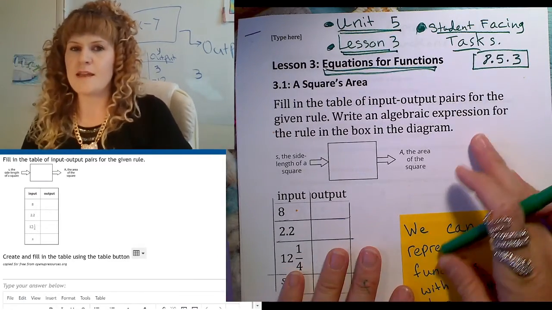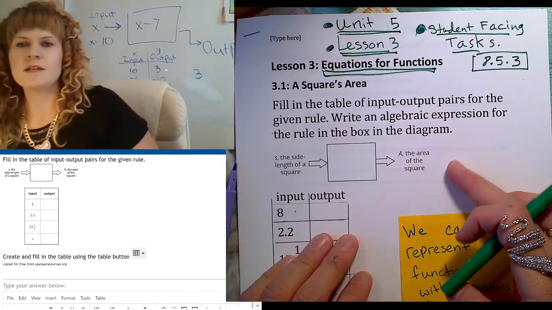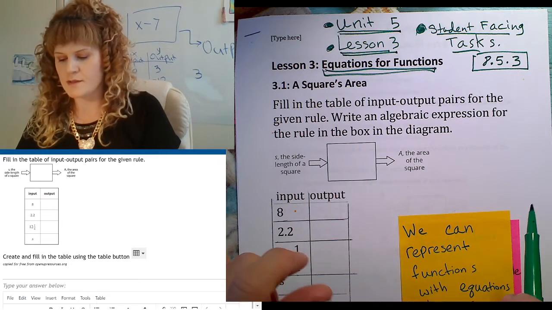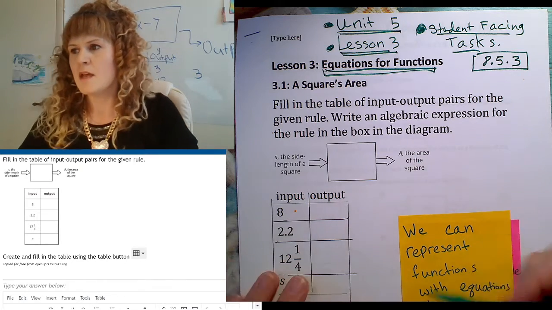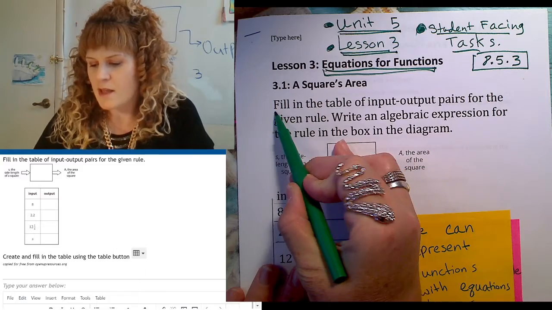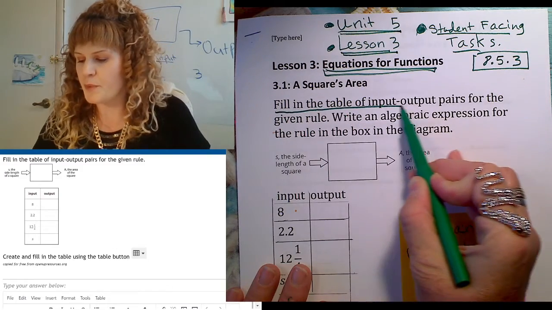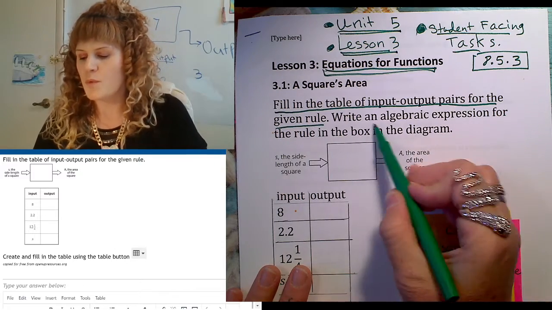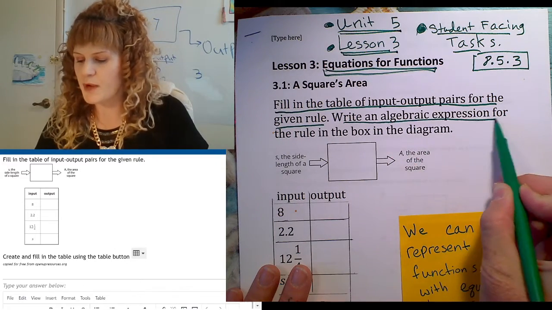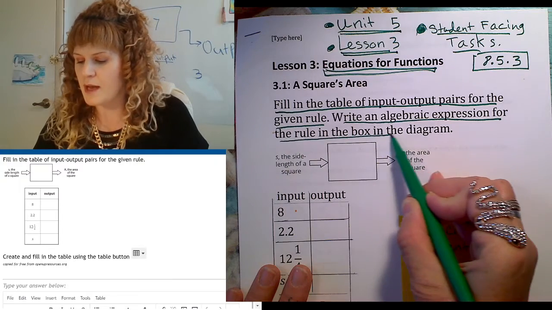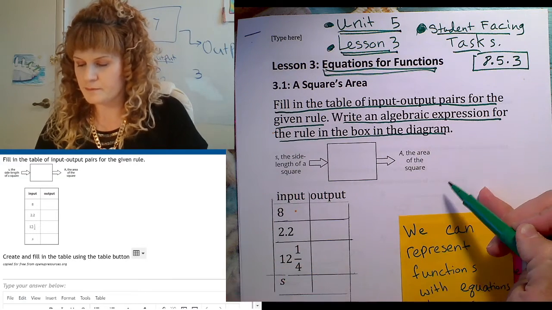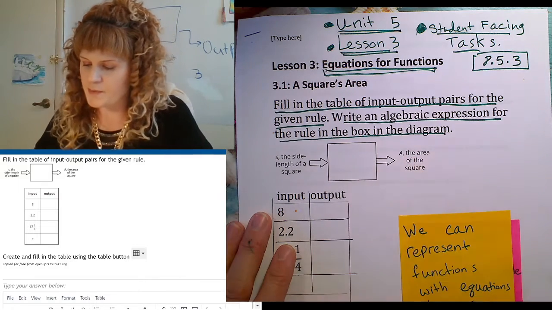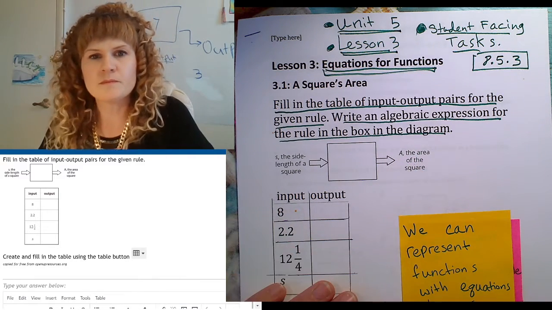The worksheets that I gave you in class look like this, and you have it on your computer where you need to enter in your answers. So let me help you with that. The first problem says, fill in the table of input-output pairs for the given rule. Write an algebraic expression for the rule in the box in the diagram. Okay, so we have to write an expression for this rule.